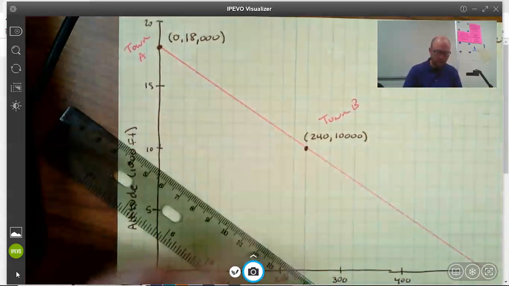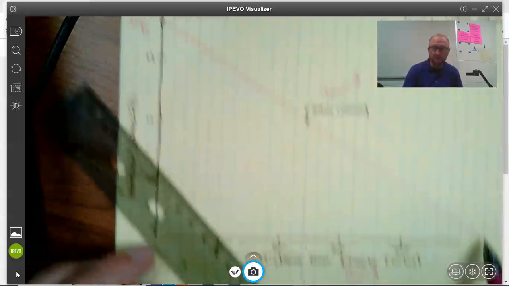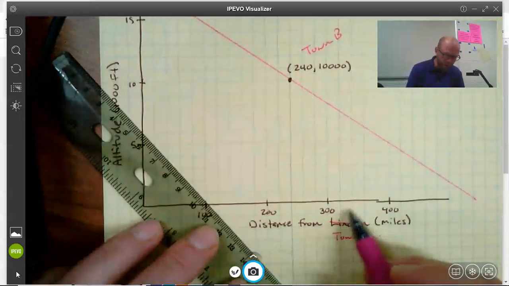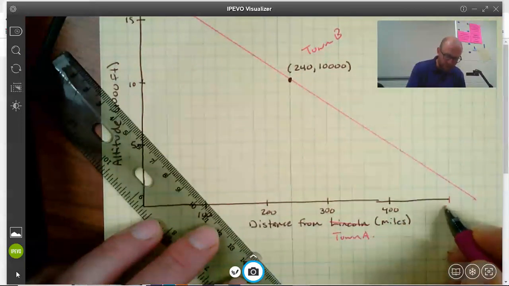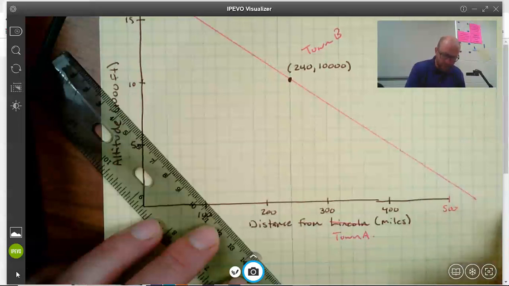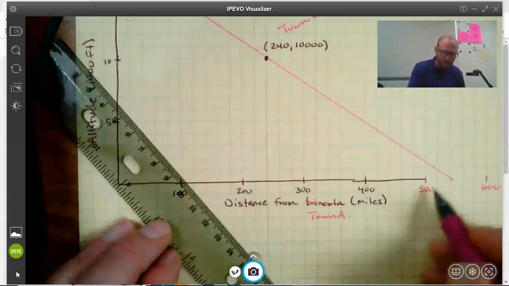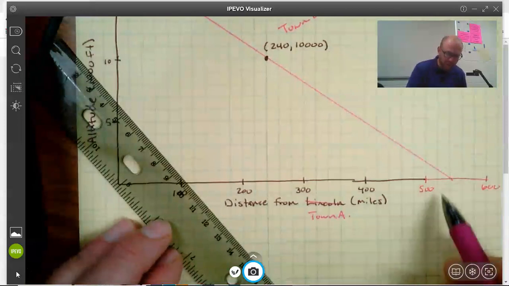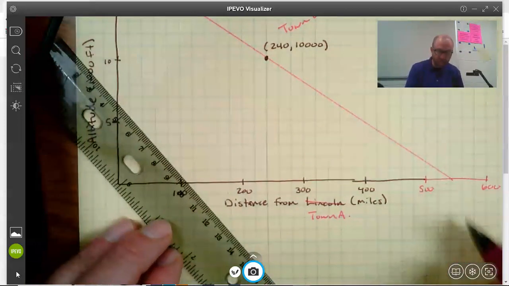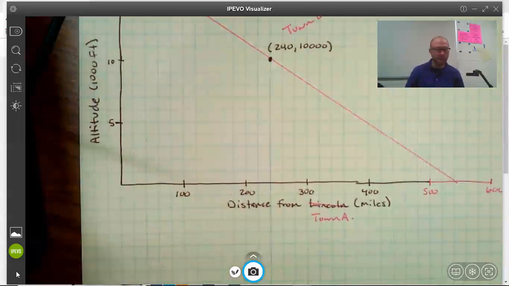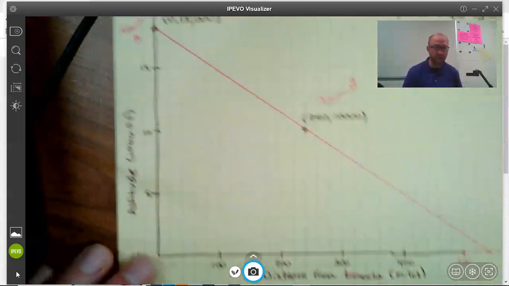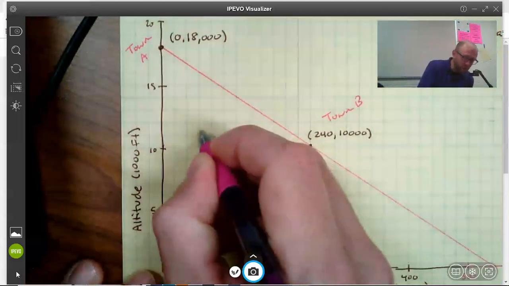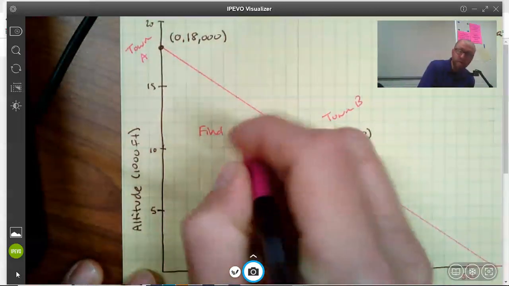Alright, so it looks like we're somewhere out here. Let's see, 1, 2, 3, 4, 5. 1, 2, 3, 4. Here's 500. 1, 2, 3, 4, 5. Here's 600. I'm going to extend my axis a little bit here. So maybe it looks like we're at 540 maybe. All right. But to be sure, we're going to have to write our equation out. So to write our equation, first thing we need to do is find slope.